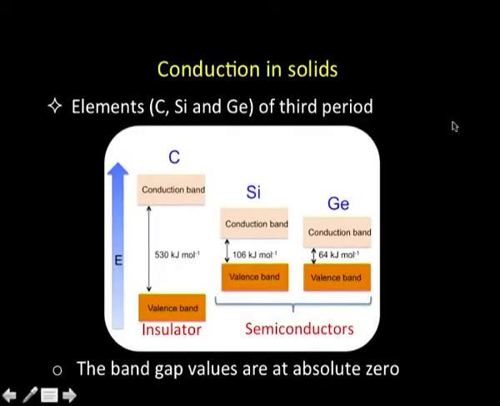Okay. Now, what we see is that when we talk about the elements of the third period, sodium, magnesium and aluminum are metals, because in all three cases we hardly need any energy for the electrons to go from the valence band to the conduction band and start conducting. On the other hand, when you come to carbon, silicon and germanium, we find that carbon is an insulator, while silicon and germanium are semiconductors. And this is the class of materials we are interested in today's session, that is, the materials which are semiconducting in nature, that is, they have a very small band gap.